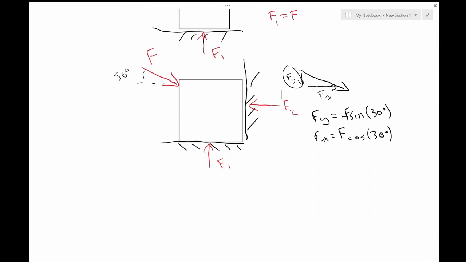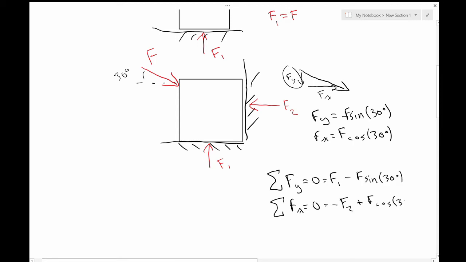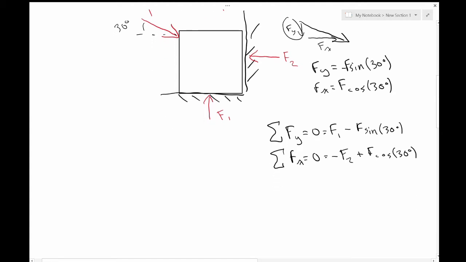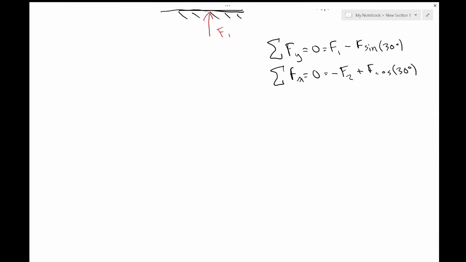Now we don't just have one direction to sum, so we're going to have two equations. This is good because we have two unknowns. The sum of forces in the y direction needs to be 0, and the sum of forces in the x direction needs to be 0. In the y direction, we have F1 cosine of 30 degrees. And again, we can solve there for the magnitudes of F1 and F2.